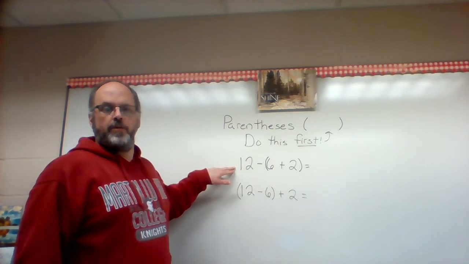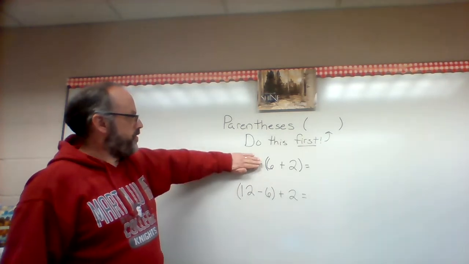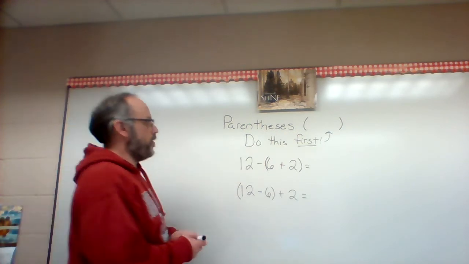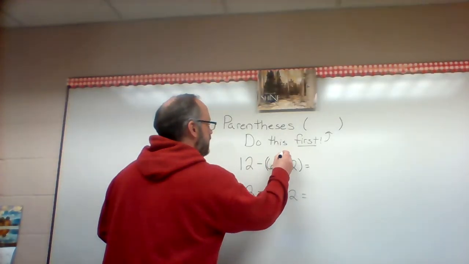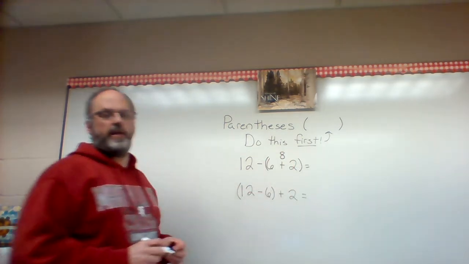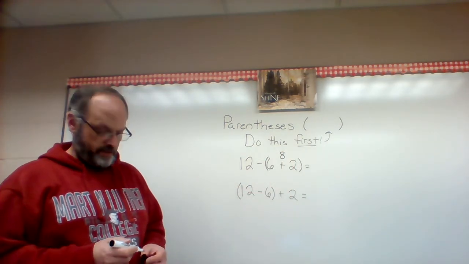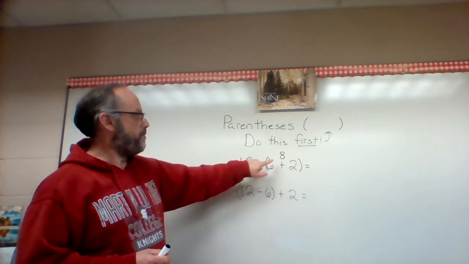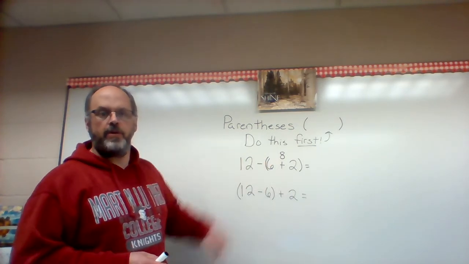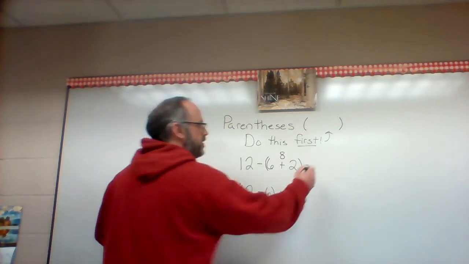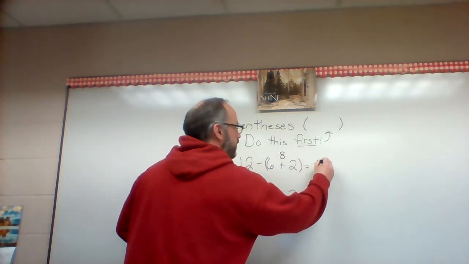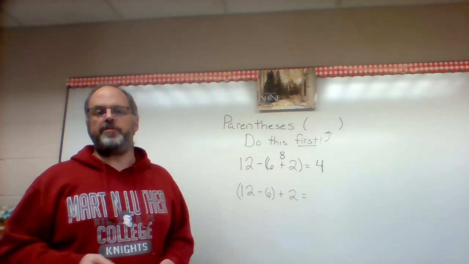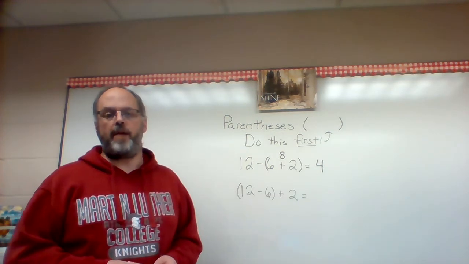Okay? So this first problem tells me to ignore this for right now. Do 6 plus 2. So I know 6 plus 2 is 8. So I'm just going to write that right there so that I have that. Okay. Now I know the problem wants me to do 12 minus 8. So 12 minus 8 gives me a difference of 4. Okay. So with that parentheses around the addition part of the problem, that's the answer we get.